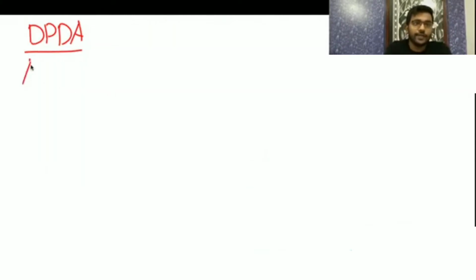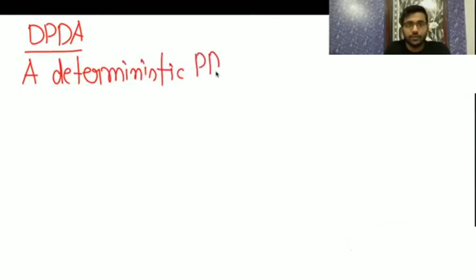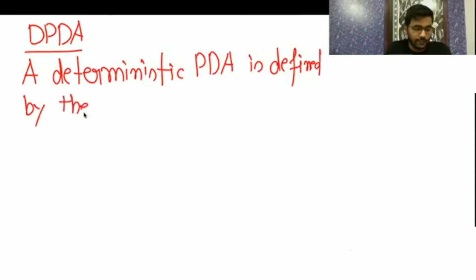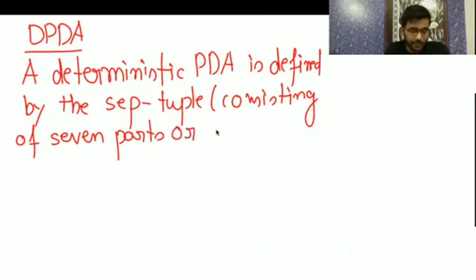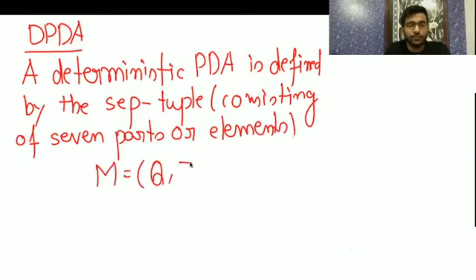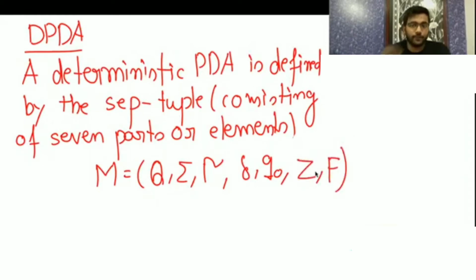Okay, a deterministic pushdown automata is defined by the 7-tuple, meaning it consists of 7 parts or elements: M = (Q, Sigma, Tau, Delta, Q0, Z, F).